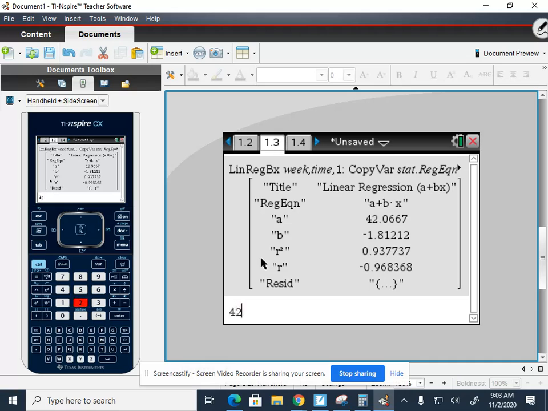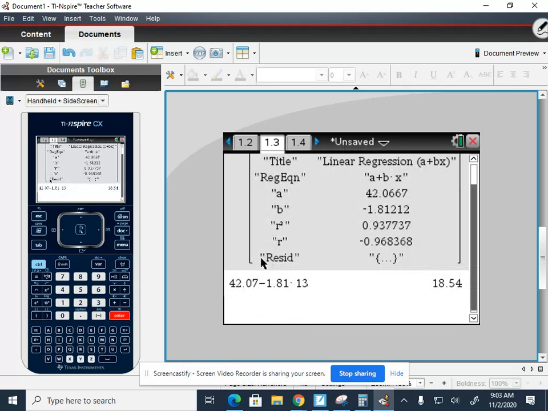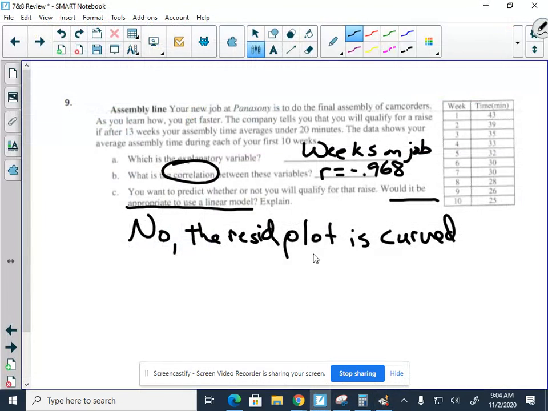We could say the equation is 42.07 minus 1.81 times 13 and see if they're going to make it. And if we use the equation, they're going to make it in under 20 according to this equation. But the equation isn't necessarily accurate because the residual plot isn't random. Does that make sense? If it was random, then we might plug it in, we might continue. But none of the questions say to plug it in. So don't plug it in unless they ask.